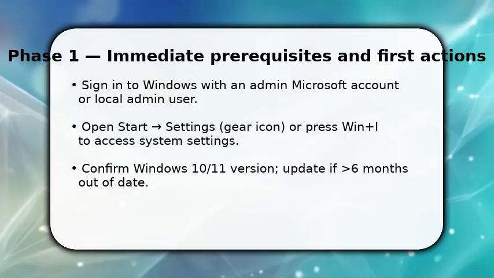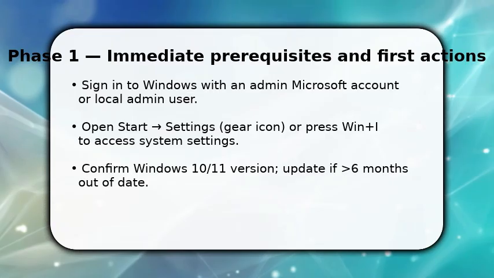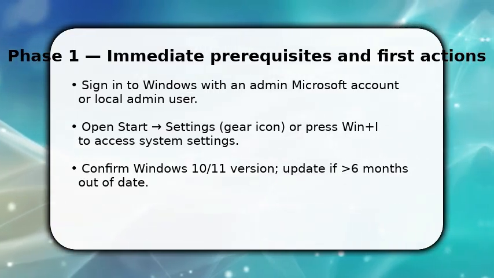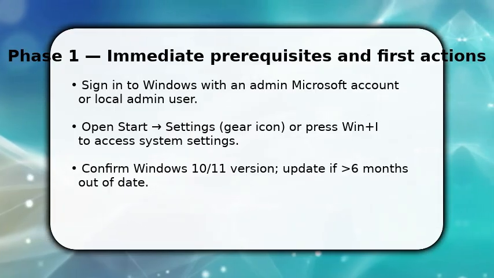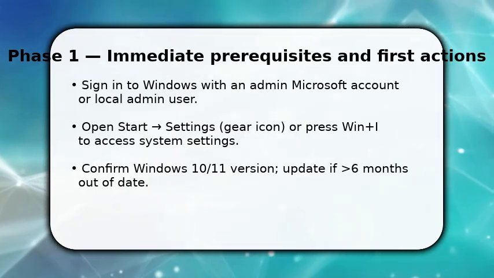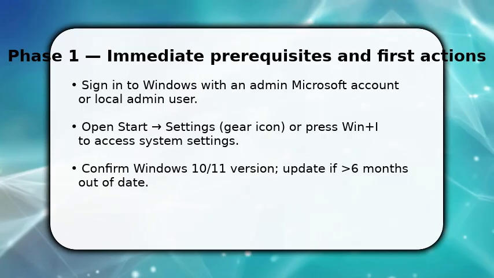Please enjoy the video. You start by signing in with an administrator account so you can change account and family controls. Once signed in, open Start and select Settings, or press Win+I to jump straight there. Make sure your Windows build is current. This avoids missing parental control features.